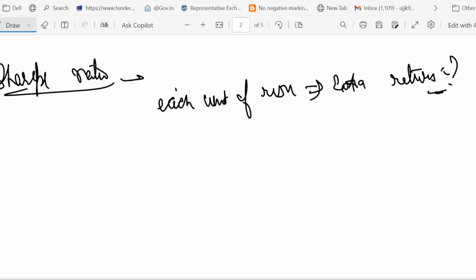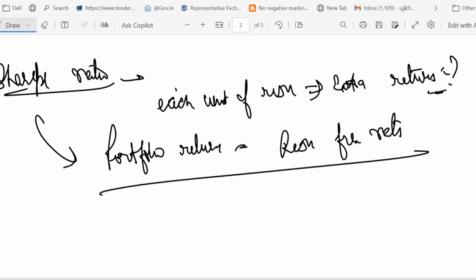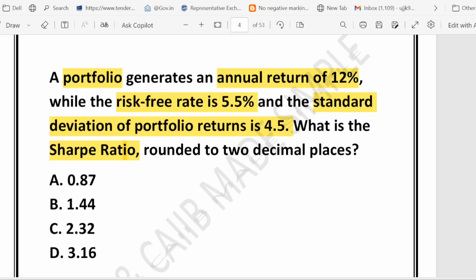Now let's plug in the numbers. So friends, the formula of the Sharpe ratio is very simple. First of all, you write the portfolio return minus the risk-free rate, divided by what? Standard deviation. Now let's plug in the values that we have, to see how much extra return you earn for each unit of risk that you take.